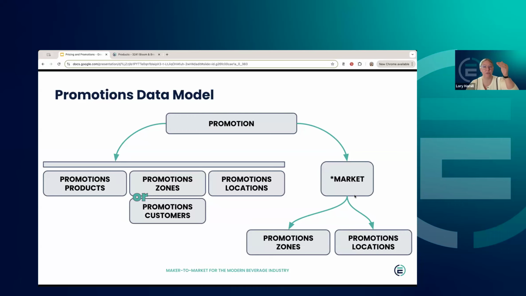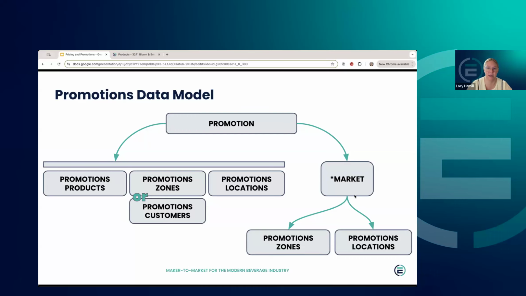At that highest record level, the promotion, there are different ways that we tie those things together. I showed the customer and the location and the product, and we can see all of those things here linked directly to the promotion via promotions products, promotion zones, and promotions locations. Now I can also tie a promotions customer to it. Basically, what this means is that individual products get grouped together as part of promotions products.